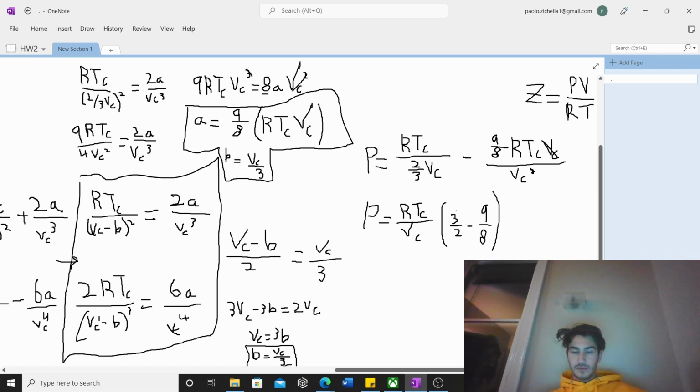Multiply this by 4, we get 12/8 minus 9/8, which is just simply 3/8. So we get P is equal to the constant R times specific temperature at the critical point over the volume at the critical point, and this is multiplied times what we said, 3/8, right?